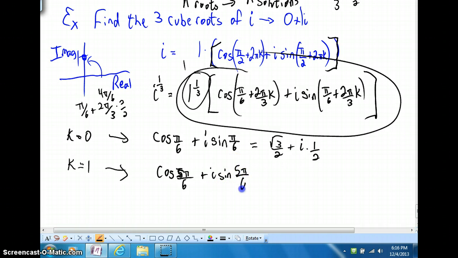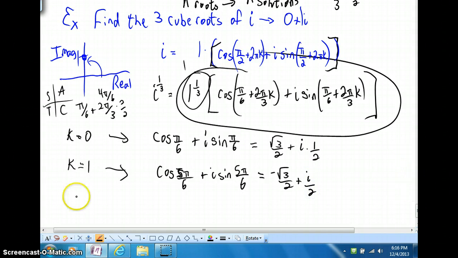Now, of course, this is the same reference angle, but a different quadrant. 5 pi over 6 is in the second quadrant. We know that cosine will be negative there, so we'd actually get negative radical 3 over 2. Sine, however, will be positive, and we will be left with this, negative radical 3 over 2 plus I times 1/2. And by the way, I think I'll just write I over 2. Maybe that would be written perhaps a little bit easier.